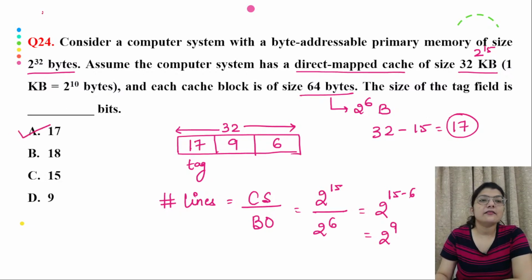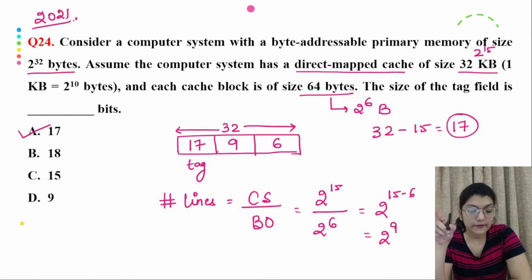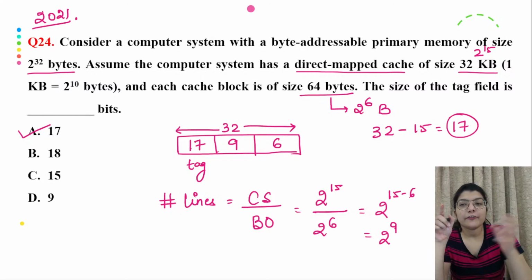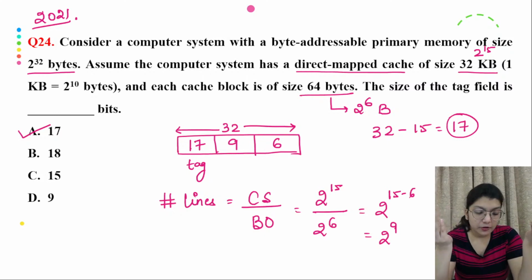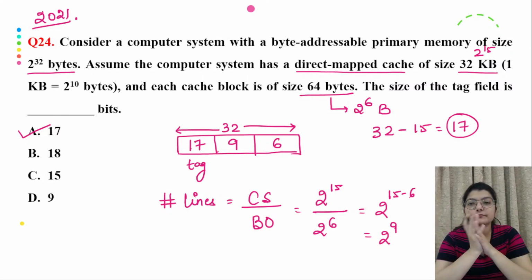So this question was asked in GATE 2021. It is such an easy question, right? There is nothing in this question. You just have to know the formula. Nothing else.